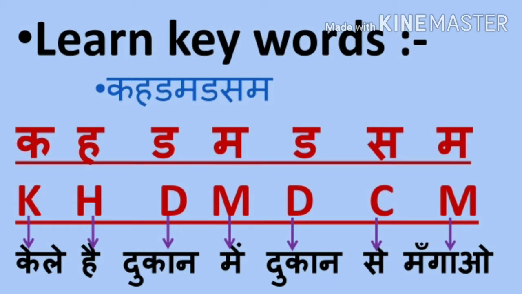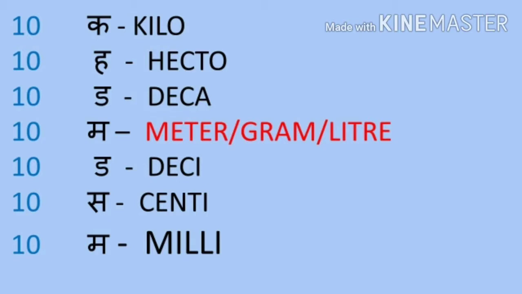You can take the initial alphabet of this small rhyme: Ka for K, Ha for H, Da for D, Ma for M, Da for D, Sa for C and Ma for M. After learning, you have to learn the meaning of each alphabet. Ka for kilo, Ha for hecto, Da for deca, Ma for meter, gram or liter, Da for deci, Sa for centi and Ma for milli.